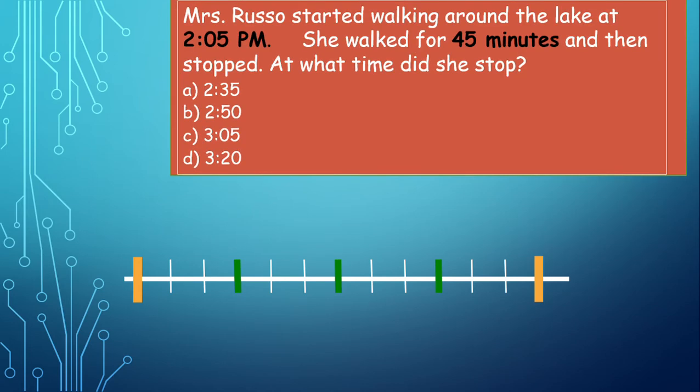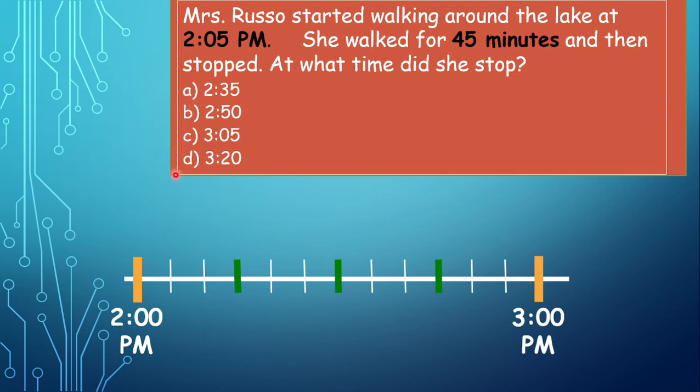Now let's do a word problem. Mrs. Russo started walking around the lake at 2:05 p.m. She walked for 45 minutes and then stopped. At what time did she stop? Now we know that the time interval is 45 minutes. That means it's within an hour. So we don't need to draw a lot of hours in the timeline. So we are just going to start. It starts at 2:05. So we will start over here at 2 and we'll finish at 3.